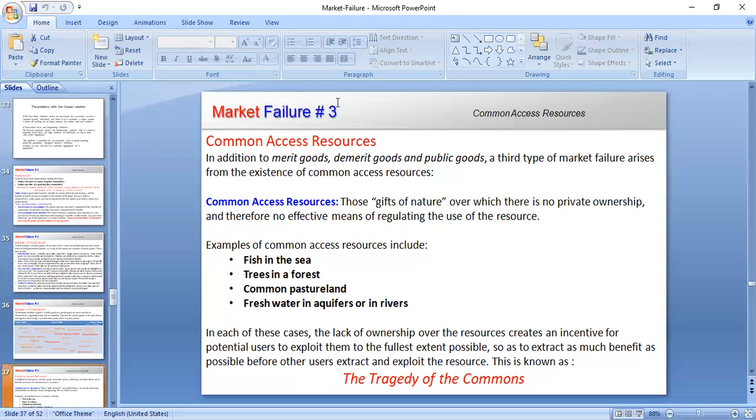So the fact that these common access resources are characterized by not having a private ownership means that it is a market failure, and we are going to see why it becomes a market failure. Of course, it becomes a market failure because there will be characteristics of rivalry and excludability concerning using the benefits gained from using these common access resources, right?